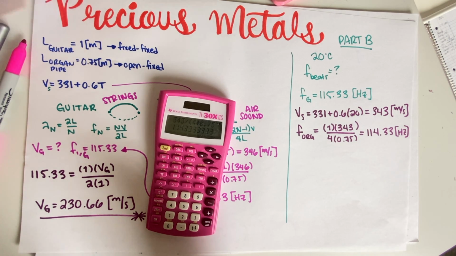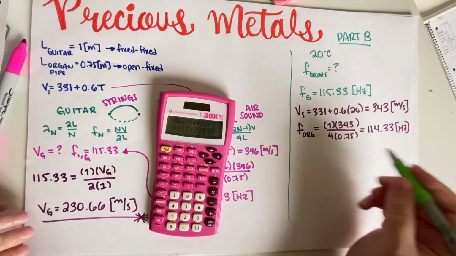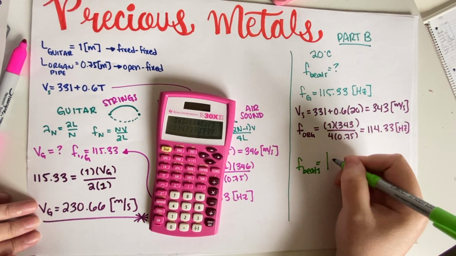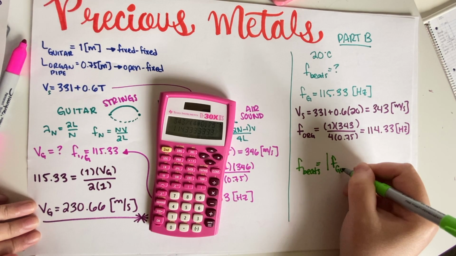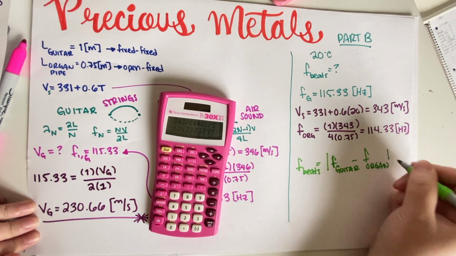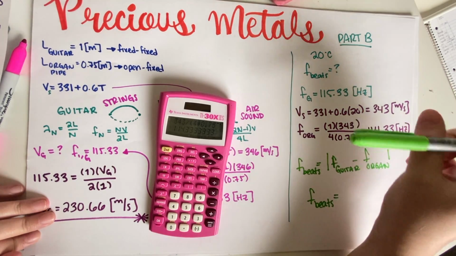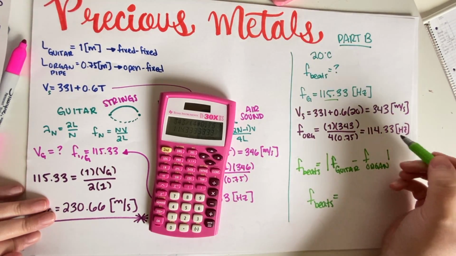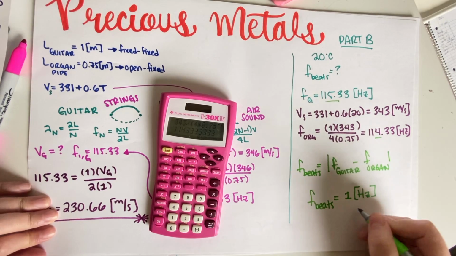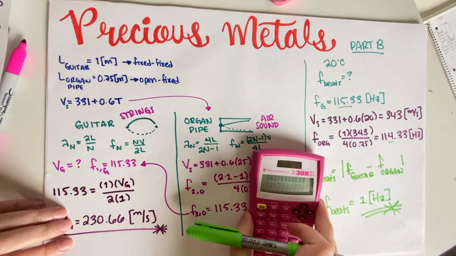Now this is something that I haven't explored in videos because I haven't seen the point of making a video just on beats. But if you remember from lecture, we know that the frequency of the beats is just the absolute value of the subtraction. So the frequency of the beats is the absolute value of 115 minus 114, so this is just 1 hertz. And there we go, final answer. So this is the final answer for this problem.